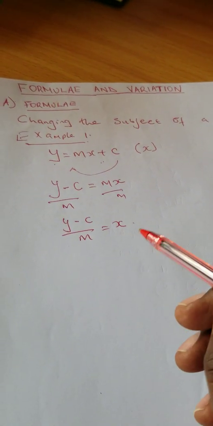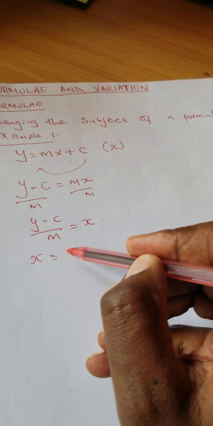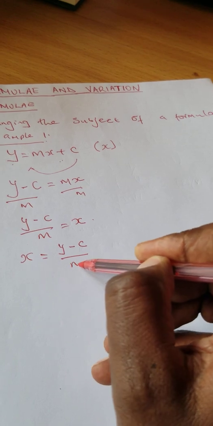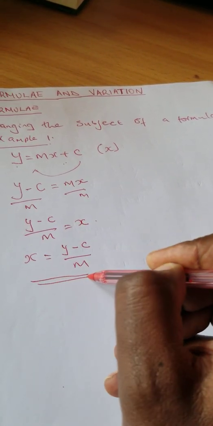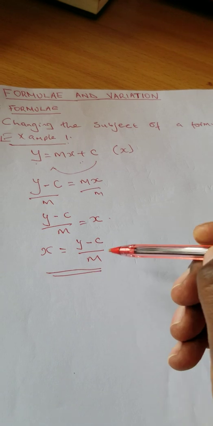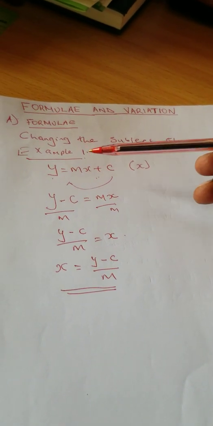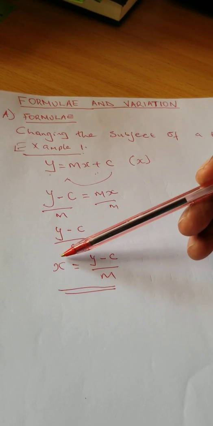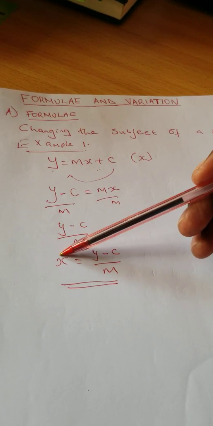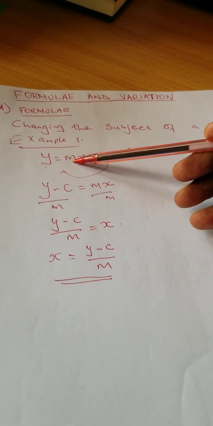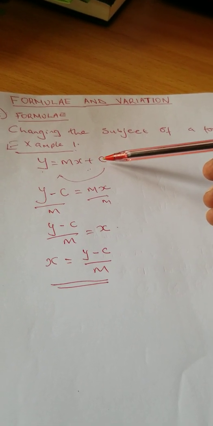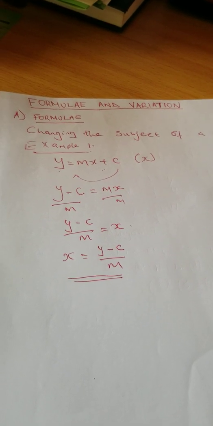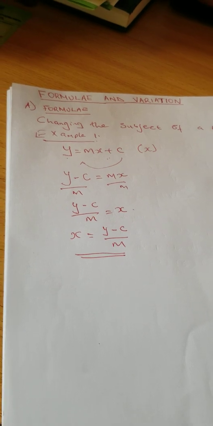You can either leave it like that, or you can start with x, just rewrite it as x is equal to y minus c over m. So now we have made x the subject of the formula. The formulas are the same, but here the subject is y. But in our formula now, x is the subject. You can also be asked to make m the subject, and even c. Any of these variables can be made the subject, depending on what is required in the question.